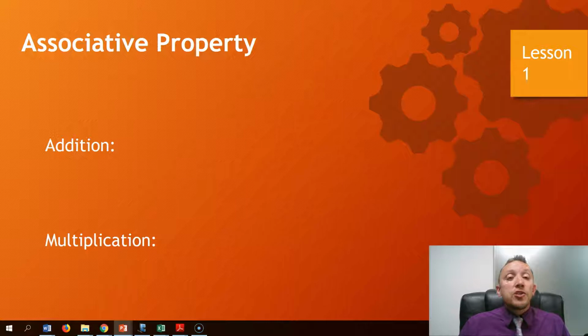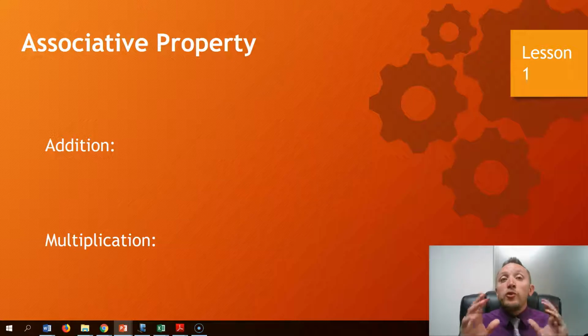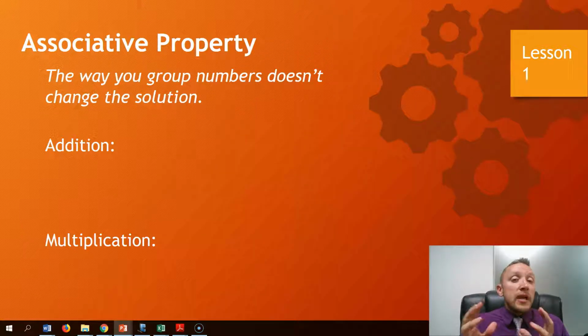What about the associative property? Now, the word associate is kind of hidden in there. If you think about who you associate with, it's the groups of friends that you hang out with. So the associative property is saying that the way you group numbers does not change the solution. So again, we're going to start by looking at addition, multiplication, subtraction, and division to see which ones of these the associative property works or may not work in.